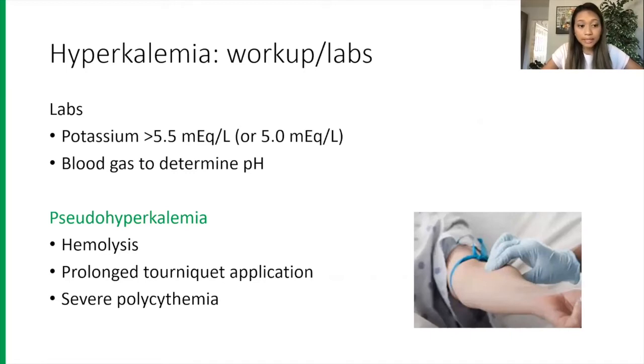Also get a blood gas to determine the pH. You can get pseudo hyperkalemia from hemolysis, which is why sometimes you want to redraw the labs. Prolonged tourniquet application when the blood is being drawn, or severe polycythemia, can also cause it.